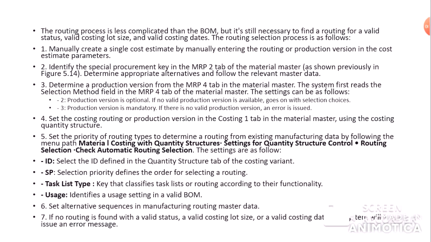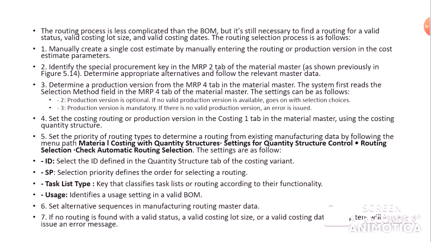The system first reads the selection method field in the MRP4 tab of the material master. The settings can be as follows. 2. Production version is optional. 3. Production version is mandatory. In optional, if no valid production version is available, it goes on with selection choices. If production version is mandatory and there is no valid production version, an error is issued. Set the costing routing or production version in the Costing 1 tab in the material master using the costing quantity structure. Set the priority of routing types to determine a routing from existing manufacturing data by following the menu path.